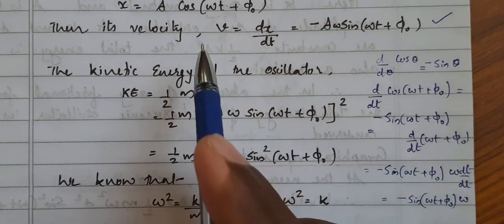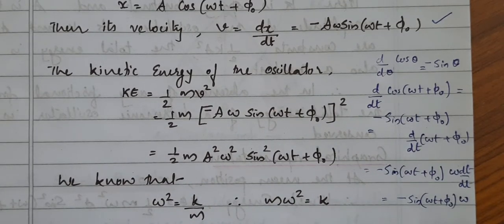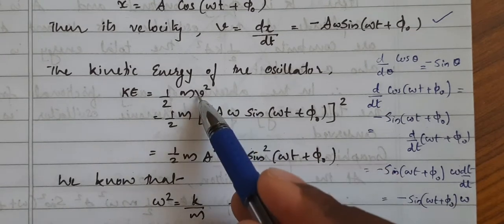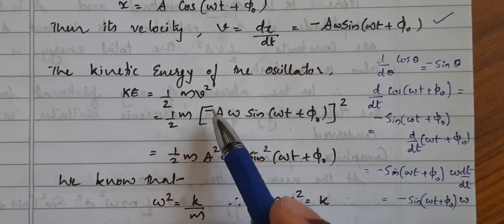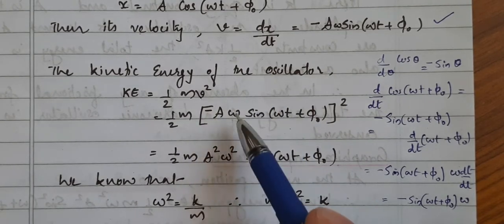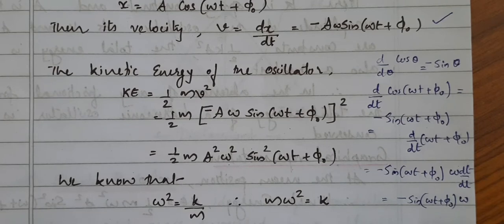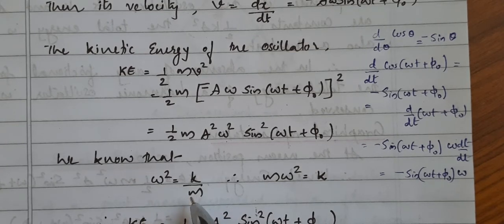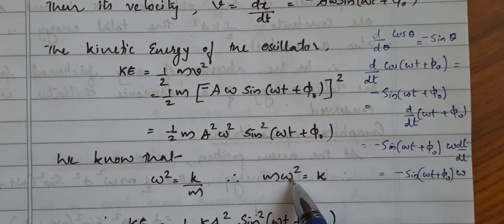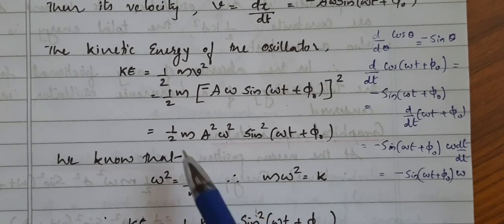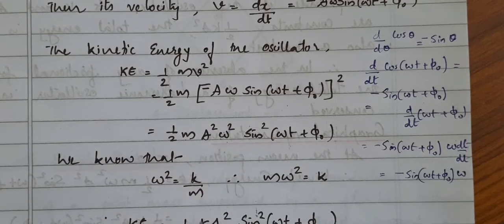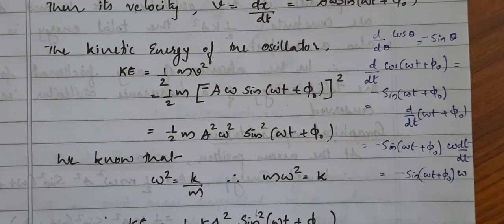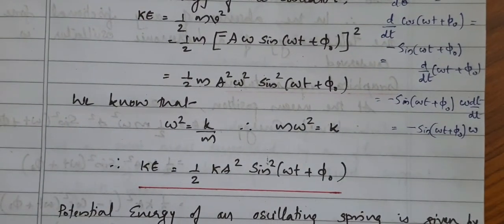This omega is here, a is already there, minus a omega sine of (omega t plus phi 0). So if you substitute in the equation half m v square, v is this, squared. While squaring, minus becomes positive, a square, omega square, sine square of this. Also, one more thing we have from the earlier derivations. We have omega square as k by m. So if I take this m here, m omega square will become k. So I get half into k a square sine square(omega t plus phi 0). This is the expression for the kinetic energy of the simple harmonic motion.